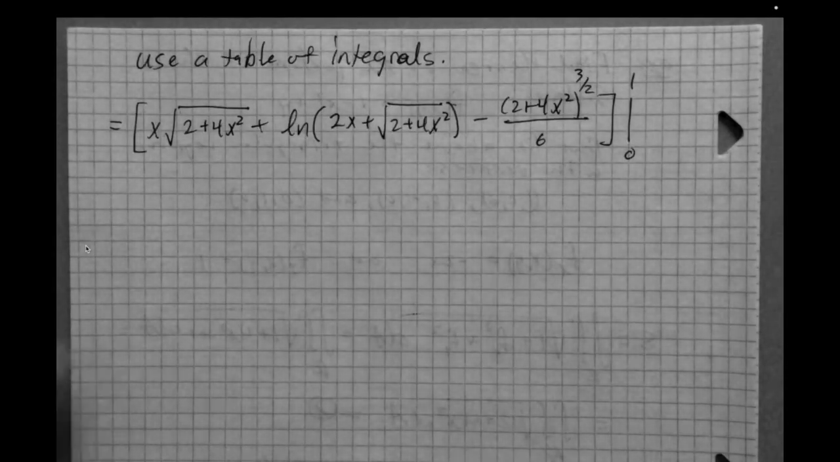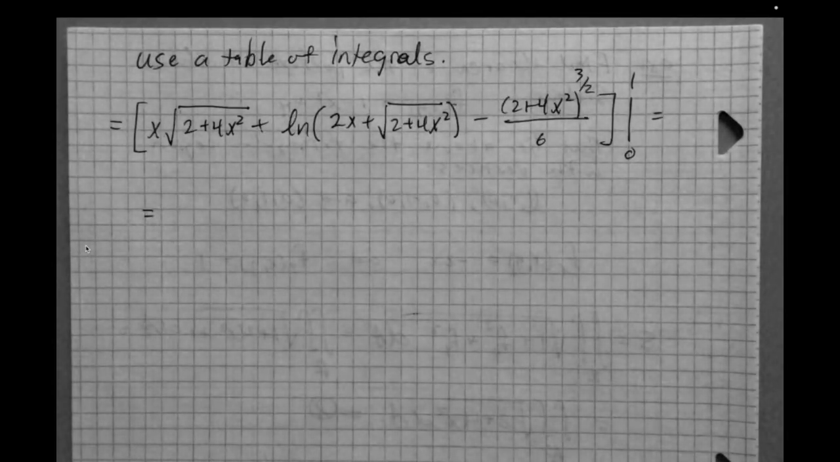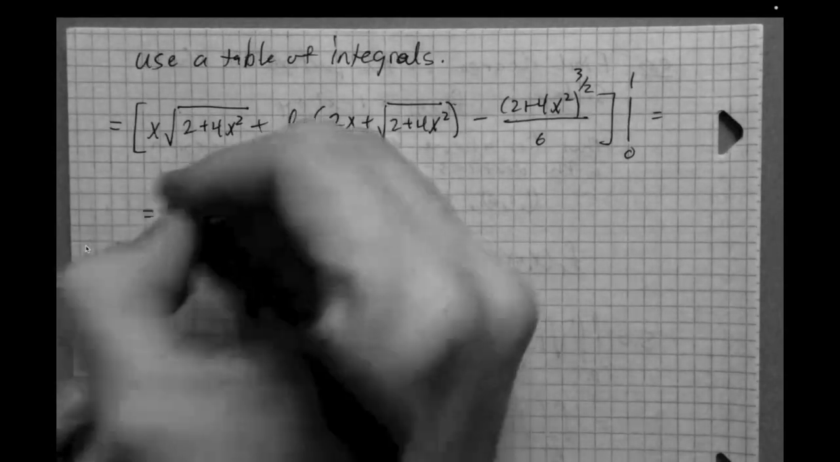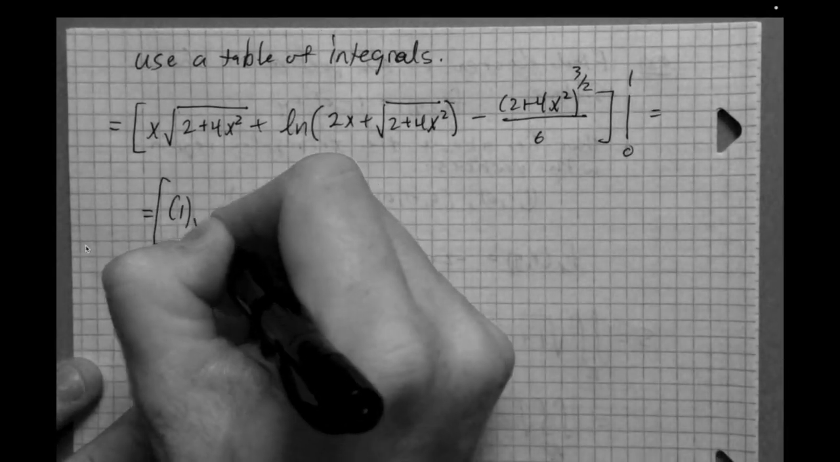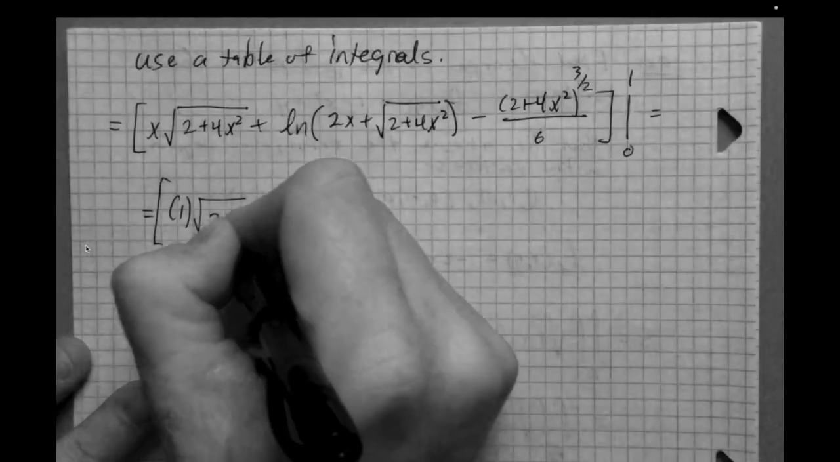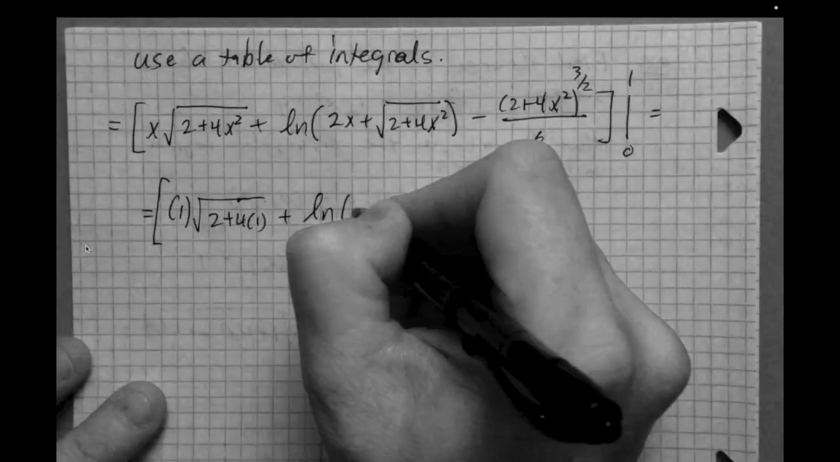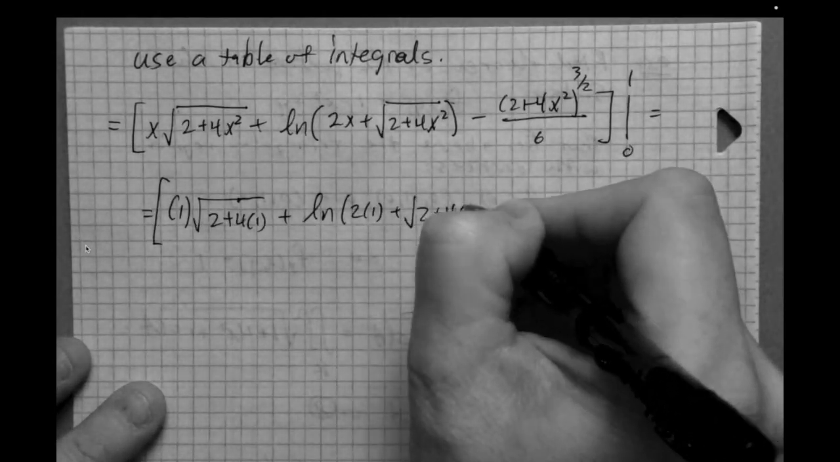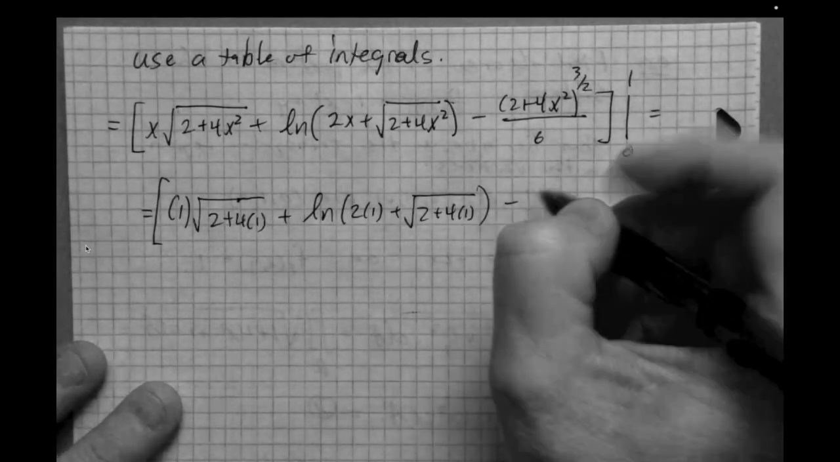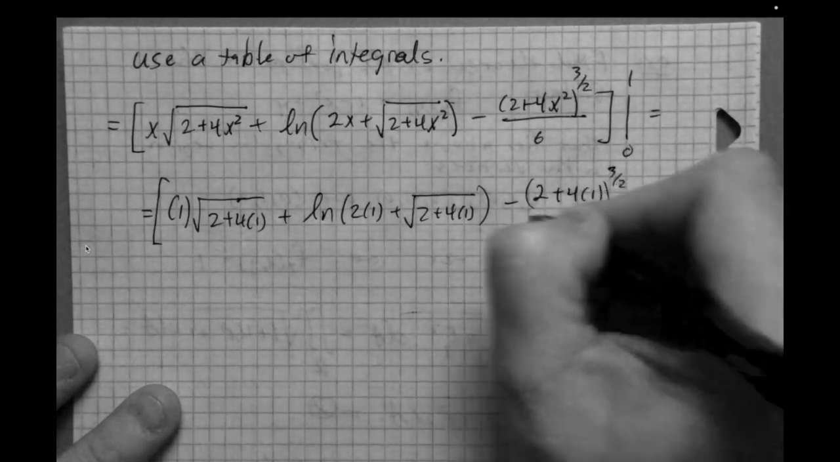Okay, and so what do we get when we evaluate this? At this point, we're kind of through the surface area piece of the problem, but let's go ahead and run this to its conclusion. Evaluating the upper limit first, we get 1 times the square root of 2 plus 4 times 1, plus the natural log of 2 times 1 plus the square root of 2 plus 4 times 1, minus 2 plus 4 times 1 to the 3/2 power over 6, right?